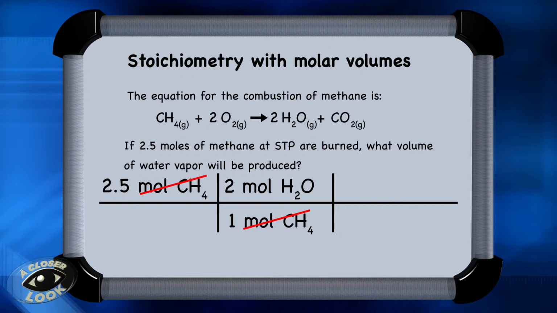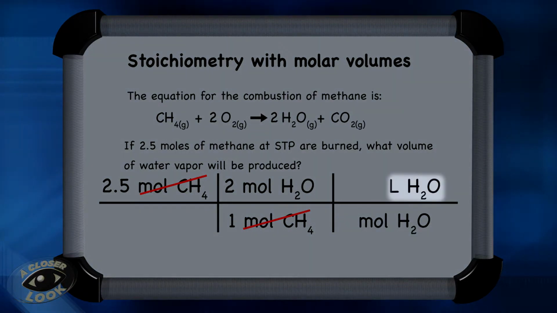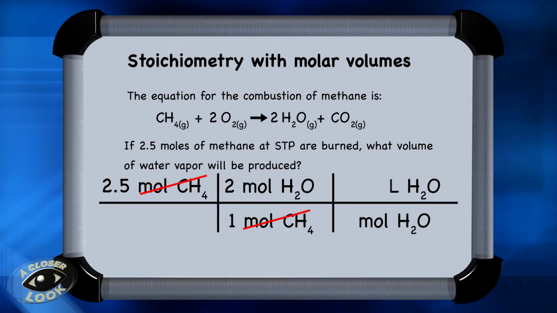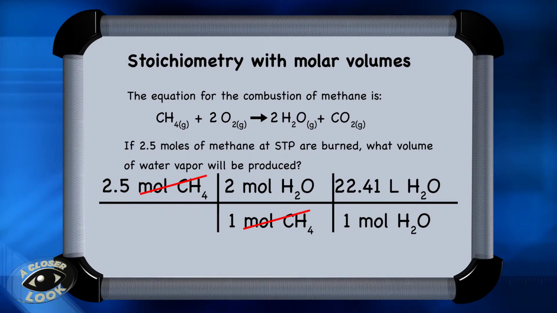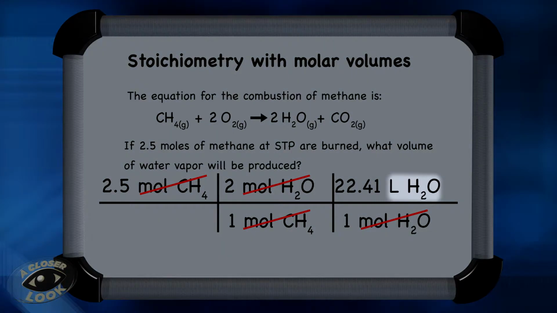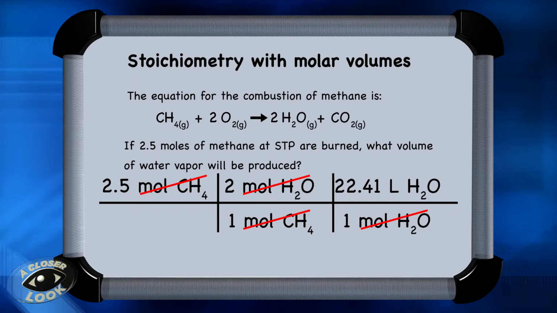The next step involves converting from moles of water to liters of water, because that's what the question asked for. And this is where it's very important to recognize that the substances are at STP, because a mole of any gas at STP is equal to 22.41 liters. And you can cancel the units of moles of water here and here, so you have liters of water in the upper right-hand corner. Since the question asked what volume of water vapor would be produced, you know you're done with the converting part.